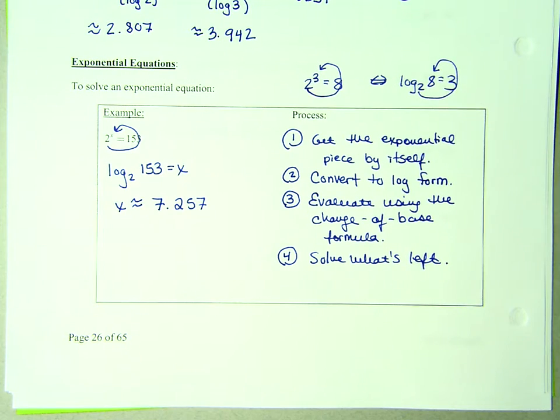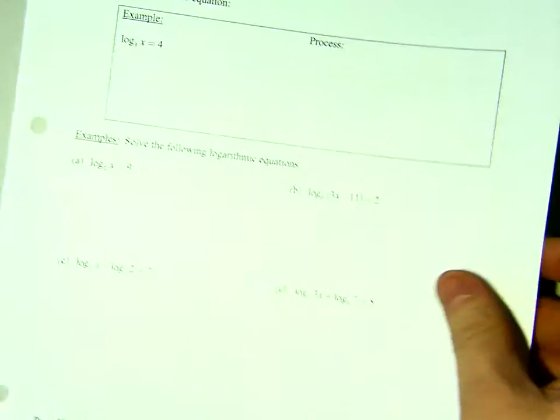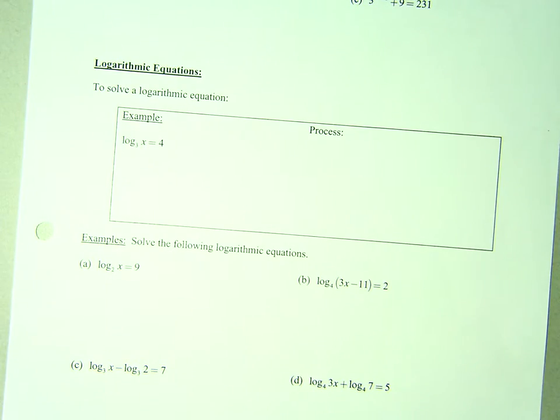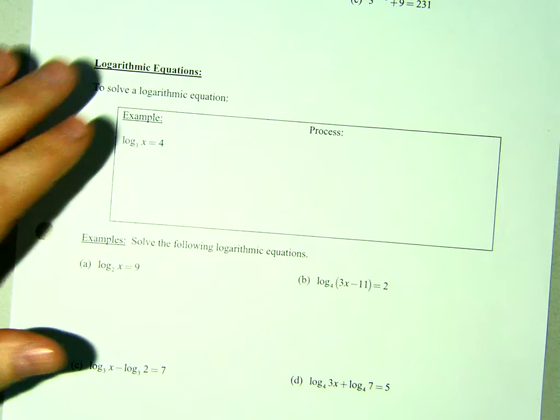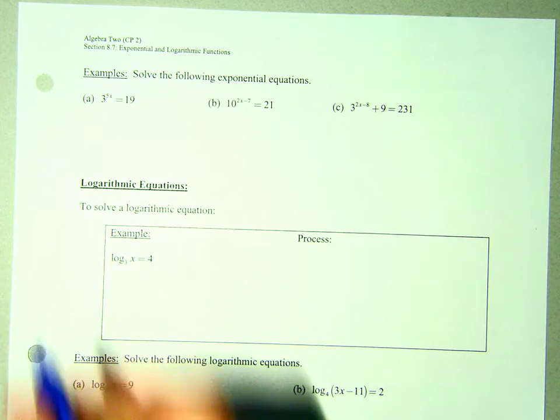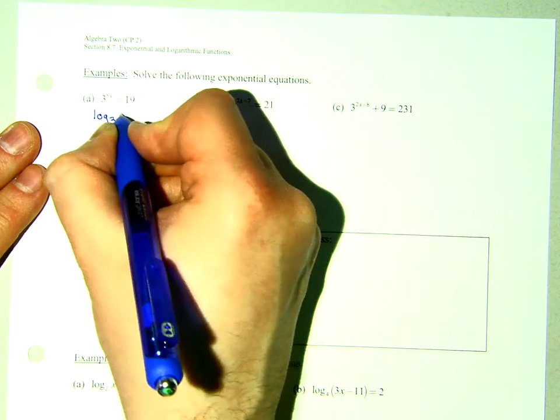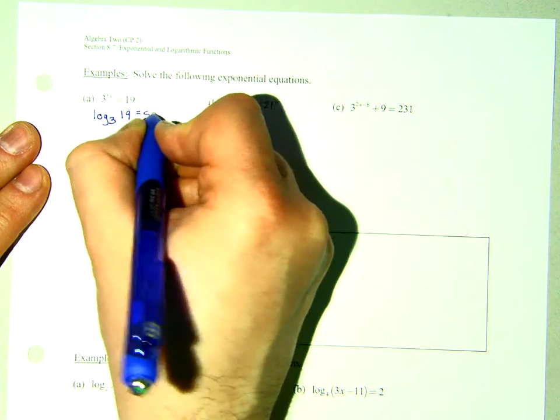So, next, turn the page. What is number 4? On number 4, solve what's left. Here we go. Letter A. I am going to rewrite this in log form. Log what base? Of equals 5x.